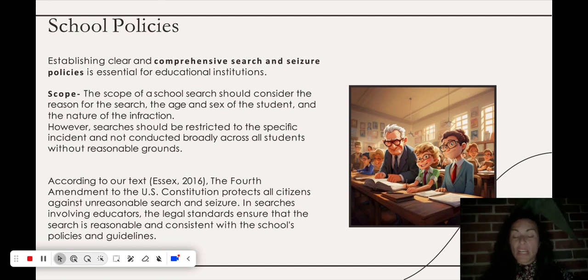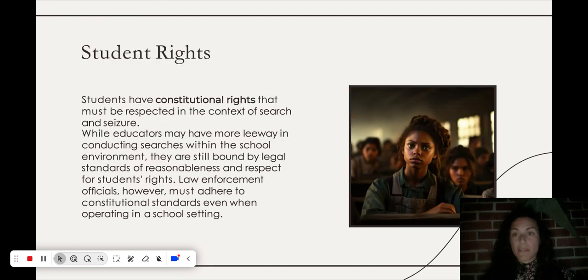According to our text, the Fourth Amendment protects all citizens against unreasonable search and seizure. In searches involving educators, the legal standard ensures that the search is reasonable and consistent with your school's policies and guidelines. Students do have rights. They have constitutional rights that must be respected in the context of search and seizure. Educators do have more leeway in conducting searches within the school environment compared to, like, a police officer. Teachers are still bound by legal standards of reasonableness and respect. Law enforcement officials must adhere to constitutional standards even when in a school setting.